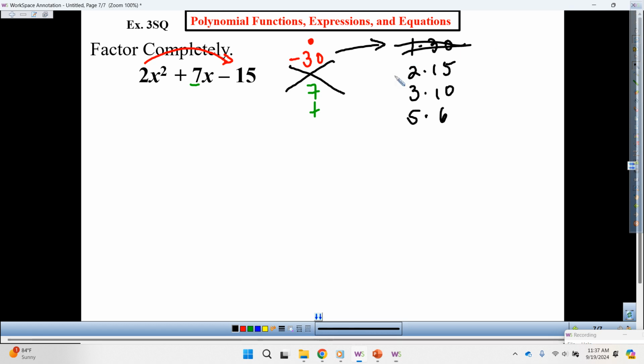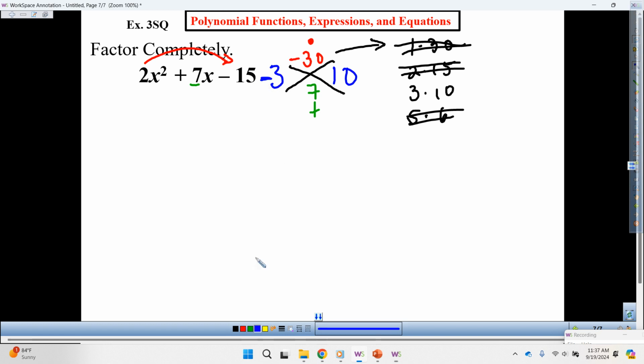How about 2 and 15? Add or subtract to give us close to 7? No, this is out of the business. How about 5 and 6? One of them negative, one of them positive? No. So it has to be 3 and 10, yes? Okay, 3 and 10. But one of them has to be the negative. Sean, which one's the negative? Negative 3. Hands if you got that.